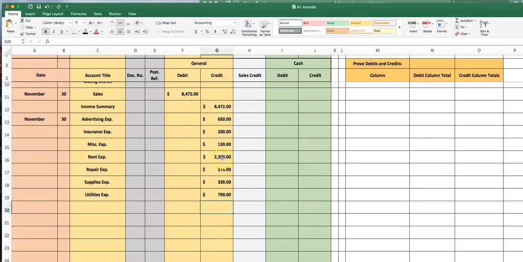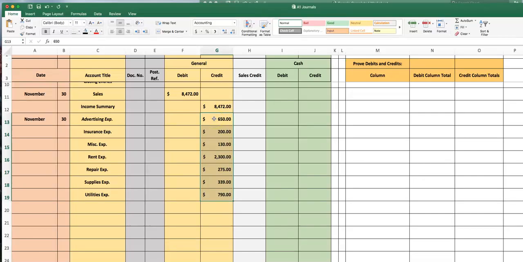Okay, so all of the expenses now have their individual amounts in the credit column. Now you're thinking, well, what's going on? Remember, all expenses are typically going in the debit column. To this point, that's all we've known. But now that we're bringing them to zero, we're going to take the totals of each expense and bring it to zero by putting it in the opposite column.